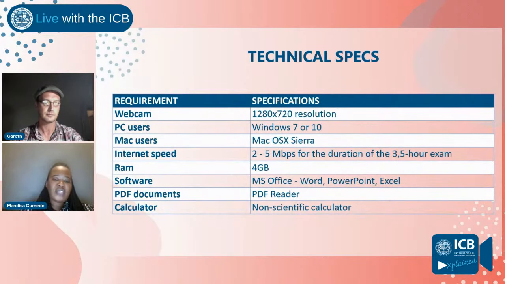So that takes care of the camera requirements. And then in terms of the operating system on your machine, for Windows, you must be on Windows 7 or 10. And if you are on an Apple PC, like a MacBook or an iMac, you must be on the Mac OS X Sierra OS. And then in terms of the internet connection, it goes without saying that you must have a stable internet connection. All right. Now, please also make sure that you have Microsoft Word, PowerPoint, Excel, as well as a PDF viewer installed on your PC.